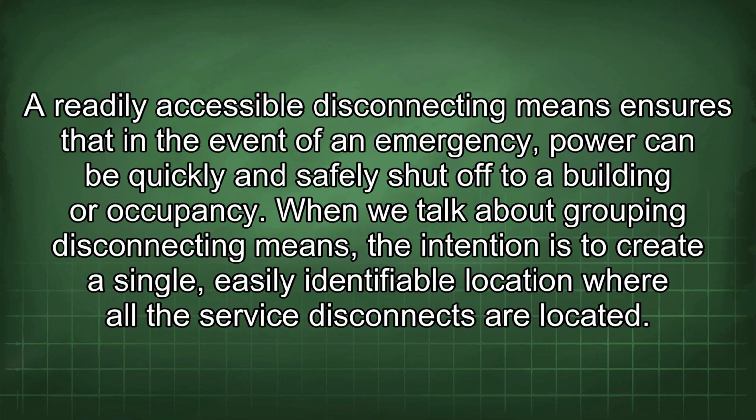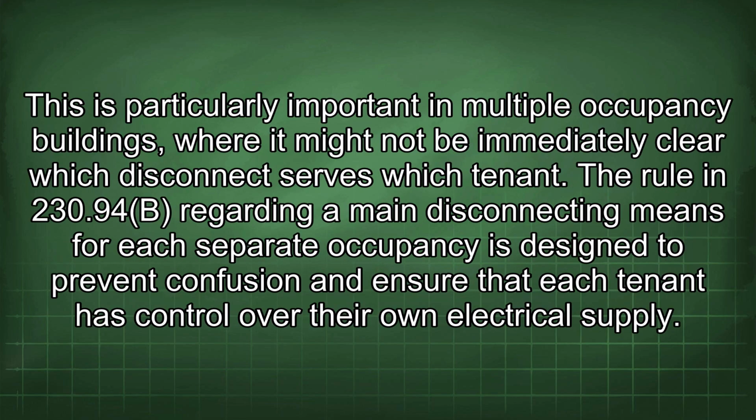A readily accessible disconnecting means ensures that in the event of an emergency, power can be quickly and safely shut off to a building or occupancy. When we talk about grouping disconnecting means, the intention is to create a single, easily identifiable location where all the service disconnects are located. This is particularly important in multiple occupancy buildings where it might not be immediately clear which disconnect serves which tenant. The rule in 230.94(B) regarding a main disconnecting means for each separate occupancy is designed to prevent confusion and ensure that each tenant has control over their own electrical supply.